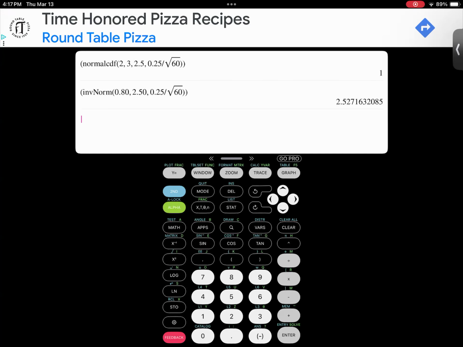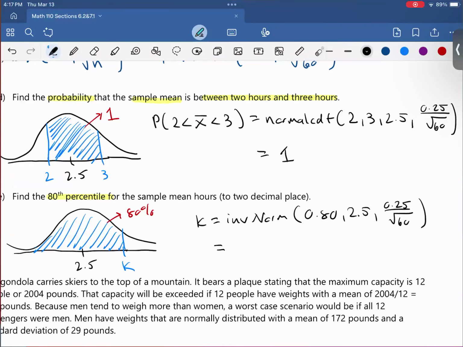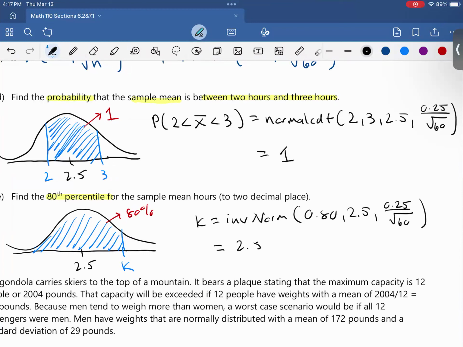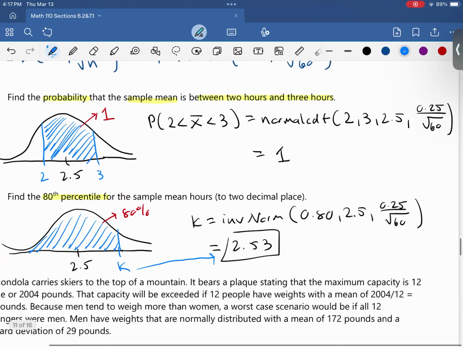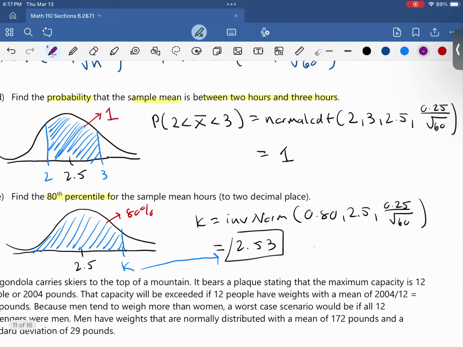Let's go ahead and write that down. So we have 2.53. This is that K value on our distribution. So basically, 2.53 is the 80th percentile.